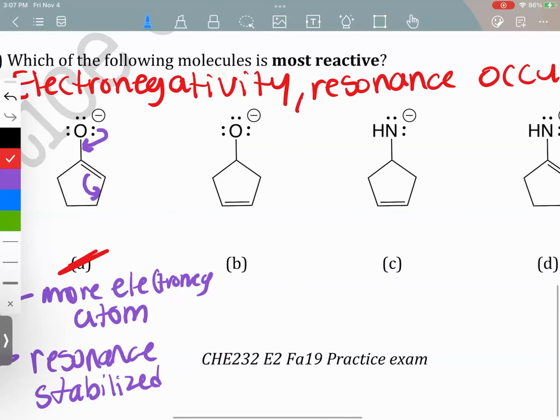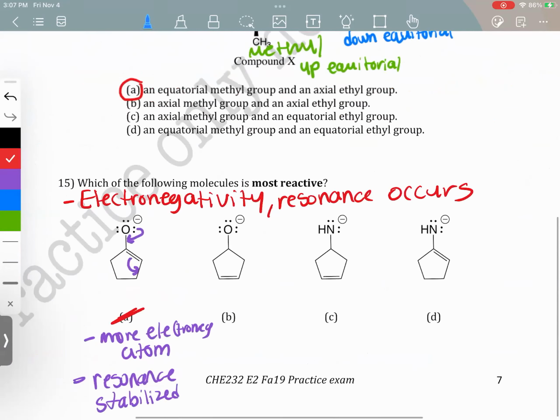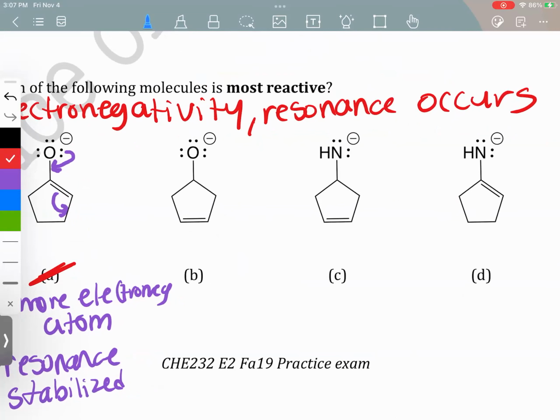What about B? Think it's reactive? So even though this double bond cannot participate in resonance because of how far away they are, we have to remember you have non-bonding lone pairs on a very electronegative atom, so it is not going to be reactive as well. That oxygen is very electronegative. B wouldn't be very reactive. It's actually quite low in energy.